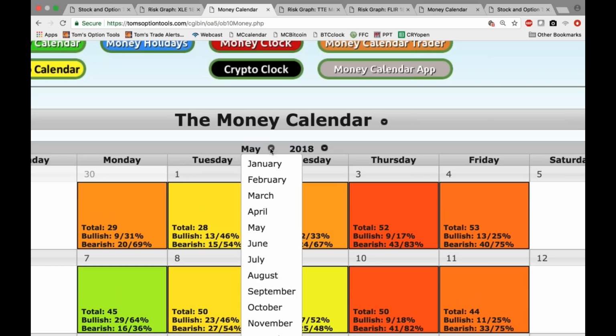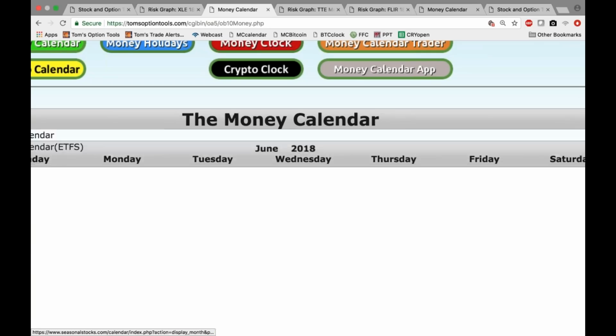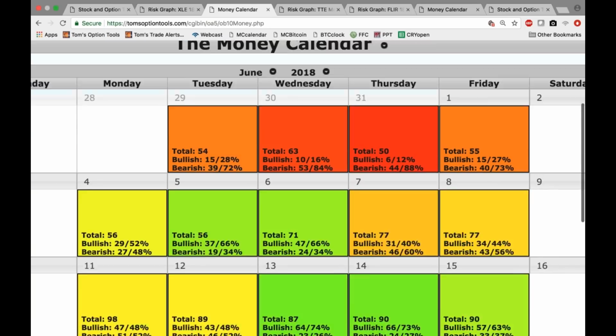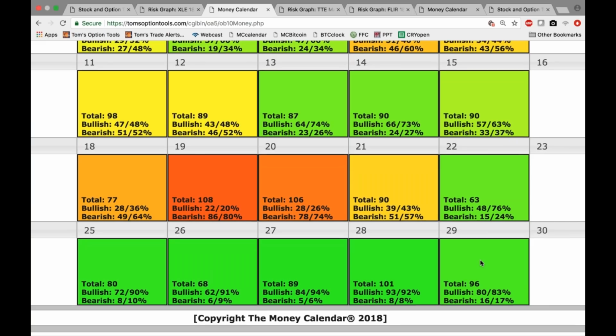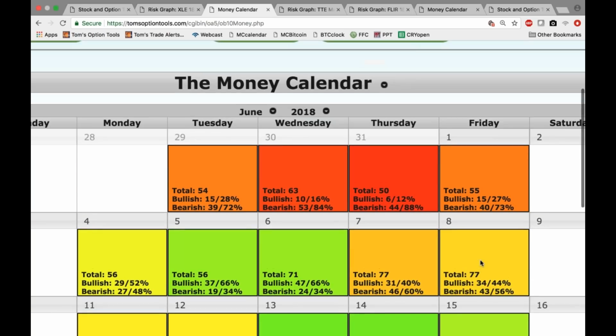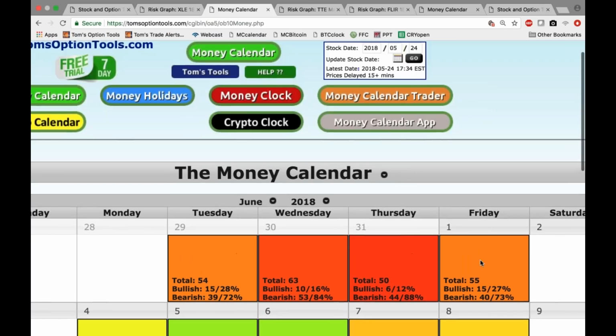So I'm going to click on May, and I'm going to go to June of 2018. Look what happens as we get past June 13th. All of a sudden, more green on the screen. And then once we hit June 22nd, the patterns turn totally green as we hit end of June and into July. So the real bullish patterns aren't going to start bullish after bullish after bullish until next month. All right, want to make you aware of that.